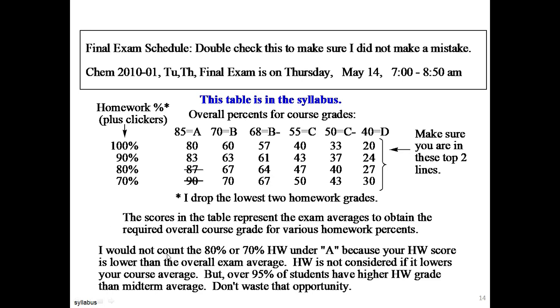Now, say you were looking for the A, and you had an 85 average on the exams, but your homework lowered it down because it was an 80 or a 70. I would just throw out the homework. Okay, I'm never going to make the homework bring down your average. If your average homework grade is higher than your exam grade, I'll count it. But if your average homework grade is lower than your exam grade, I won't count it. Okay? Now, I will say that probably last semester, over 95% of the students had a higher homework grade than their average. So don't waste that.